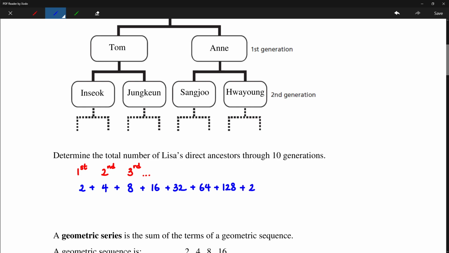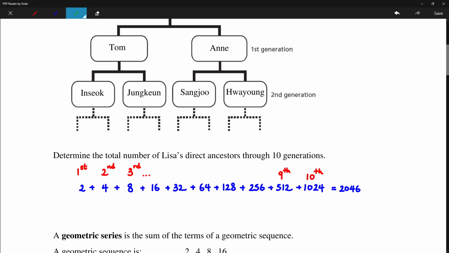plus 256, plus 512, and then plus 1024 in the 10th generation. So we omit some in between. So 9th generation, 10th generation. Okay. So if we add these numbers all together, we'll get 2046.